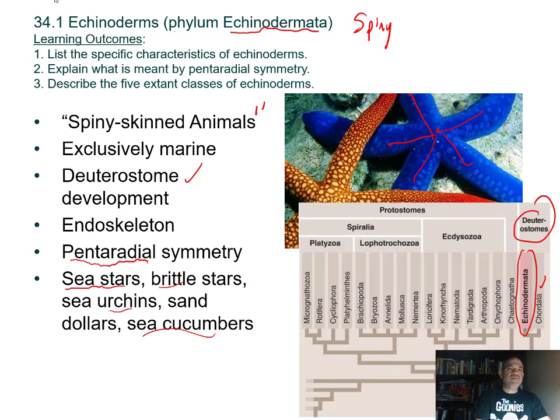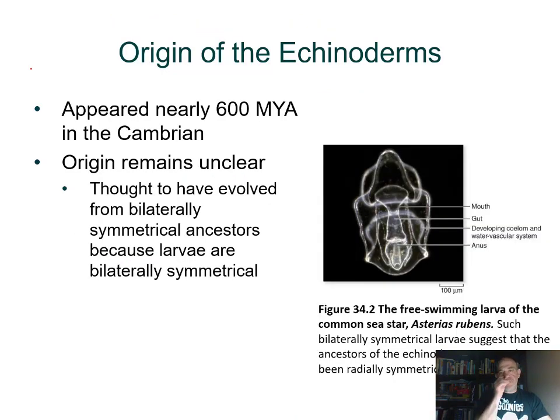So the learning outcomes for this one are to list the specific characteristics for echinoderms, then explain what is meant by pentaradial, which we kind of covered right now, and then describe 5 extant classes of echinoderms. There are many groups that have gone extinct already. So the origins of echinoderms appear nearly 600 million years ago during the Cambrian explosion. So all the way back then. Now the origin is unclear, but they did evolve from bilaterally symmetrical ancestors. And the evidence is seen in their larvae.